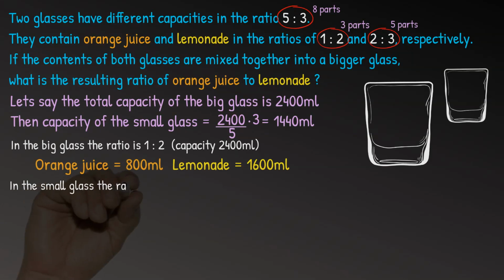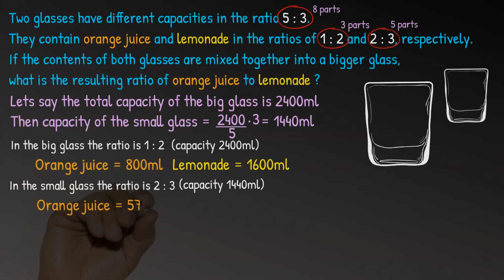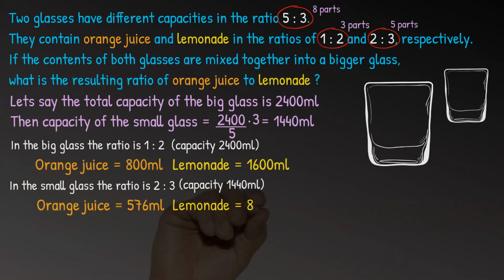Now the second glass has a ratio of 2 to 3 and a capacity of 1,440 millilitres. Now as this is split into 5 parts, each part is going to be 288 millilitres, which is 1,440 divided by 5. So the orange juice is equal to 576 millilitres, which is 2 times 288, and the lemonade is equal to 864 millilitres, which is 3 times 288.